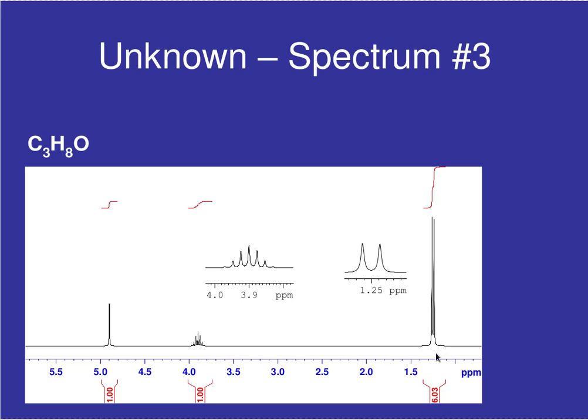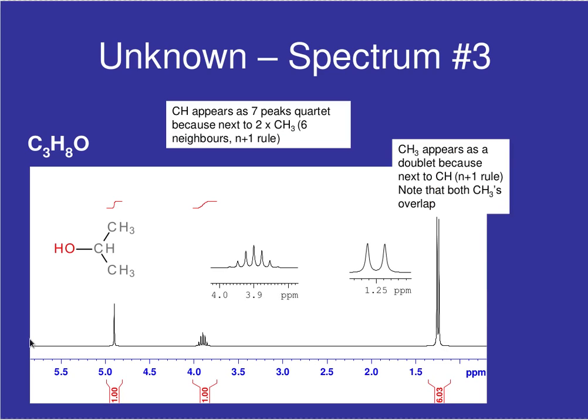And does it match? Both of these CH3s are doublets because they are next to a CH. So we can identify what we have, and here we have it. The CH splits into 7 because it's next to 2 CH3s. Each of the methyl groups is next to a CH, so they're both going to be doublets. And of course, OHs, remember, OHs very rarely split.